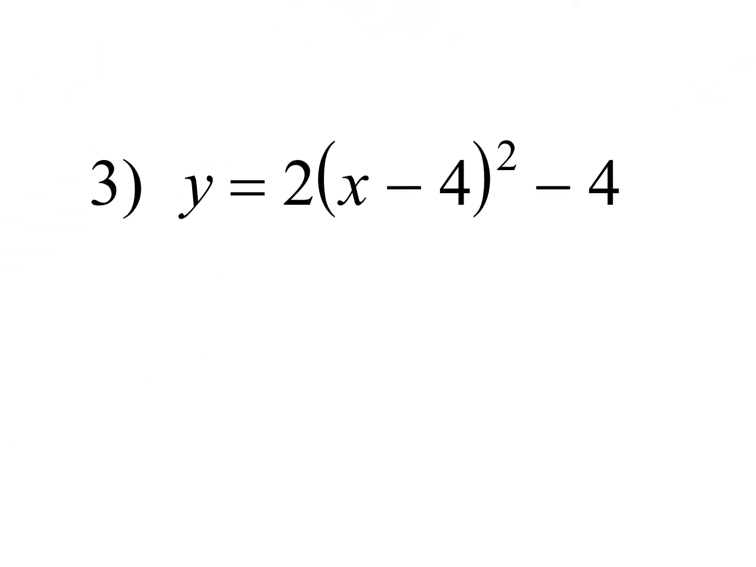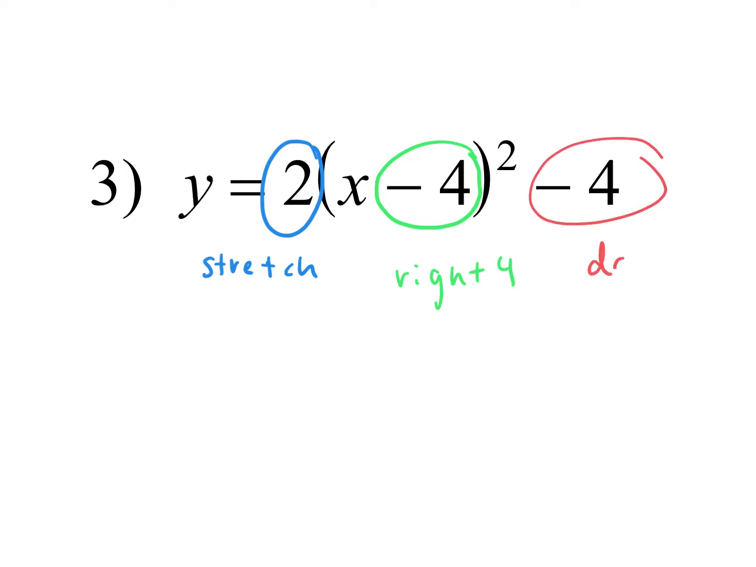All right, for number 3, what does that 2 being multiplied outside do? A stretch. It's a stretch because 2 is greater than 1. What about -4 on the inside? Right 4. And -4 on the outside? Down 4.